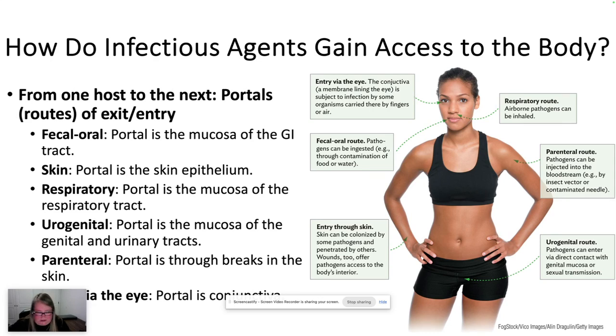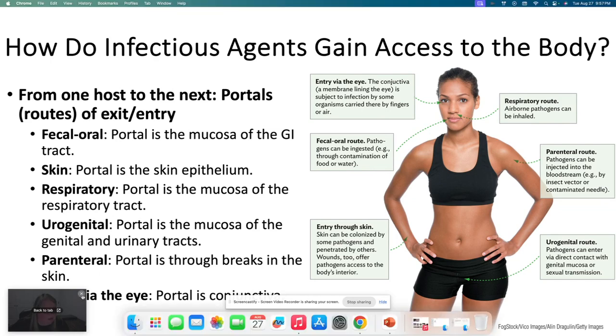Okay, so I'm actually going to exit out of my little picture so we can see everything. There's a lot of writing on these slides.